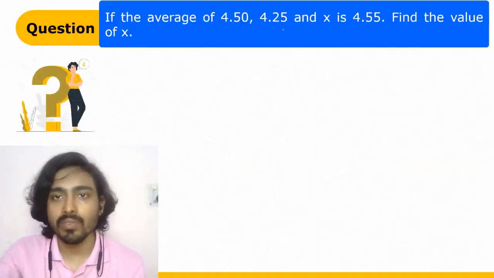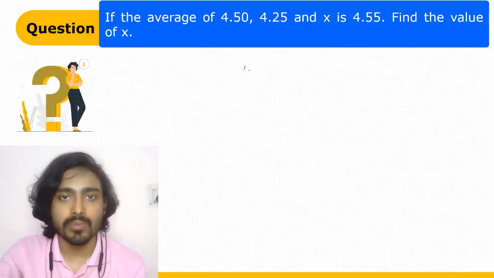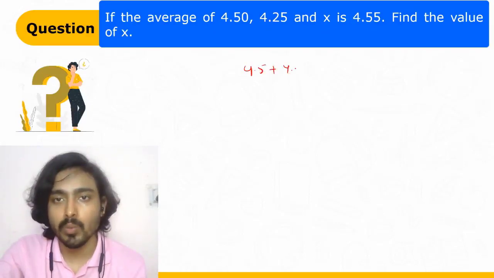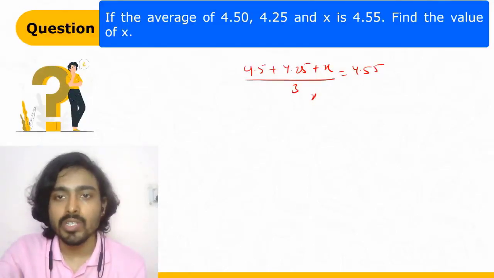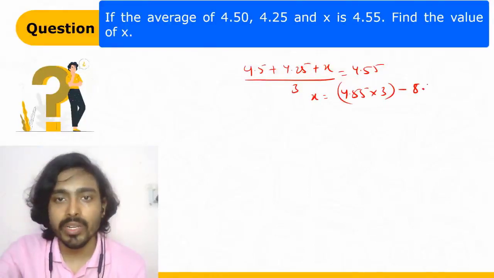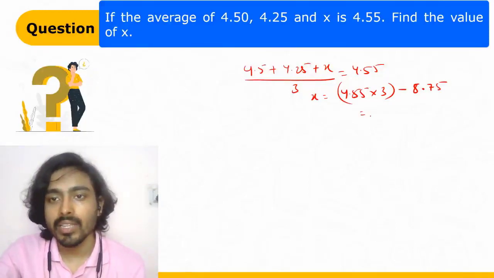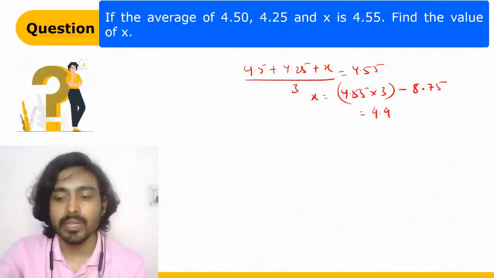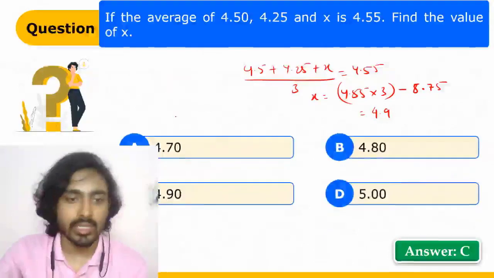I have to find the average, and the average is 4.55. So we know that (4.5 plus 4.25 plus x) upon 3, that is the average, is equal to 4.55. When you solve this, it will be 4.55 into 3 minus 8.75, right? And then you will get 4.9 if you check. C is the right answer.